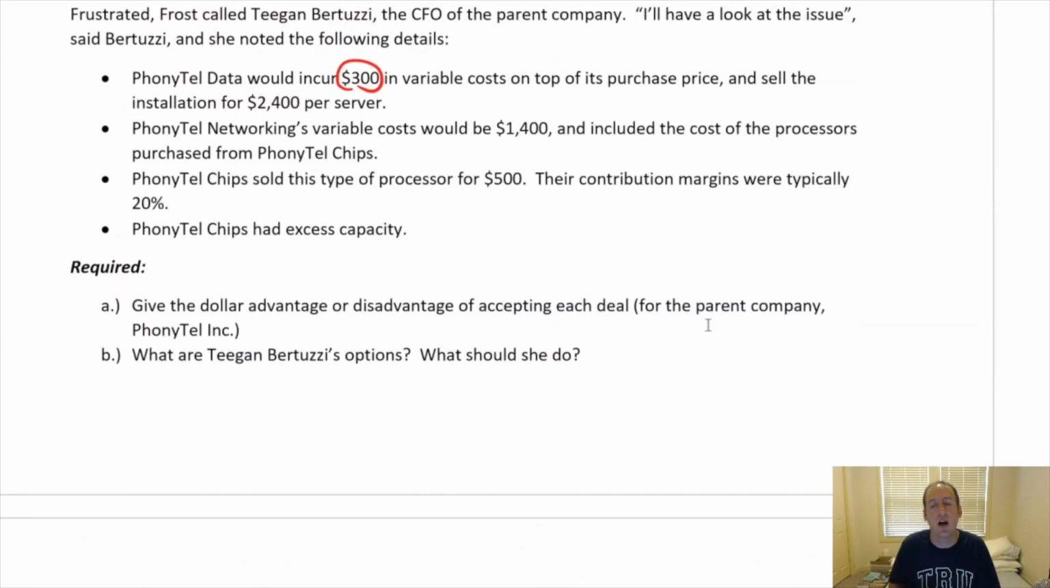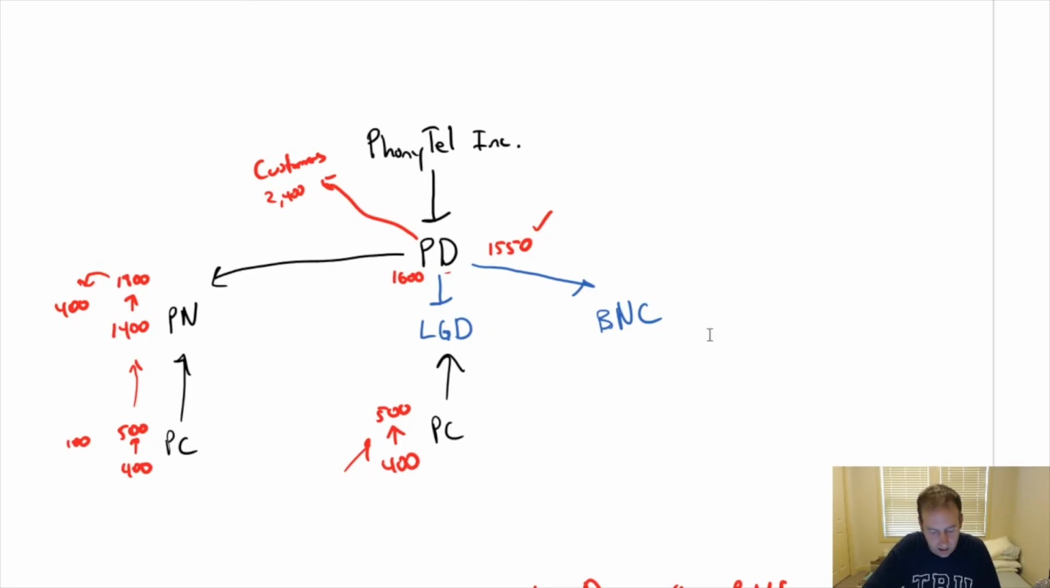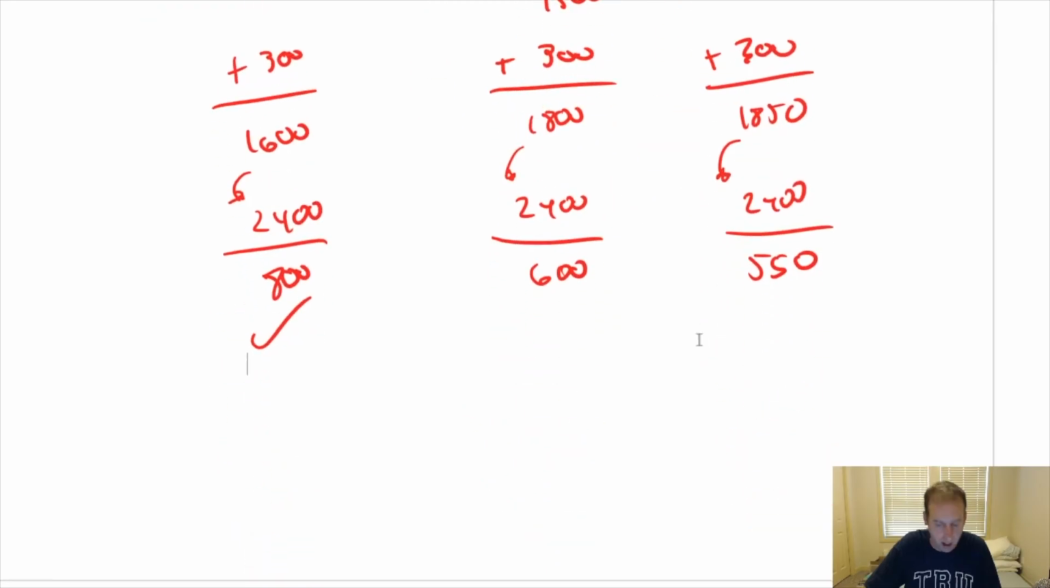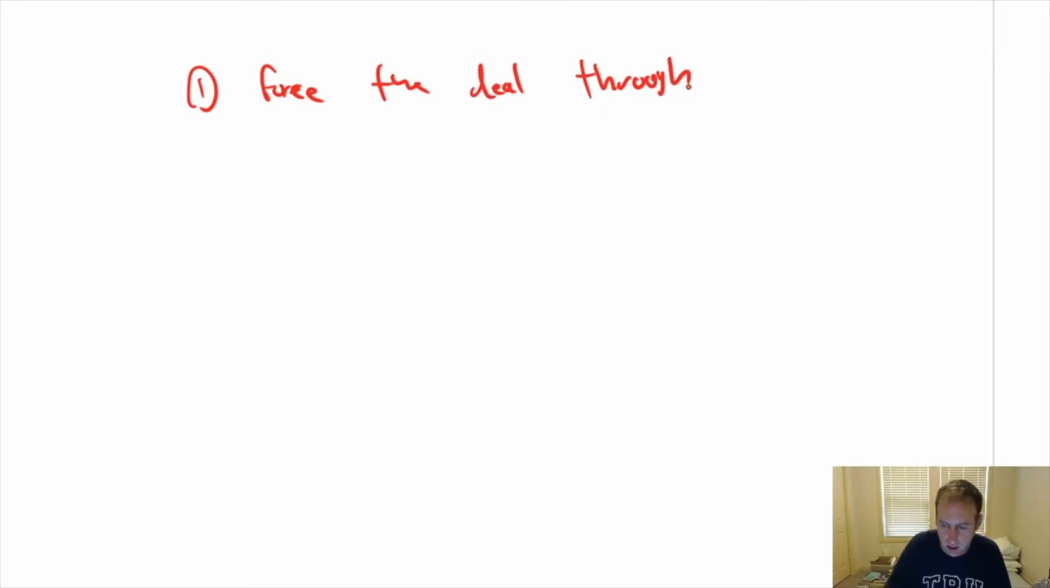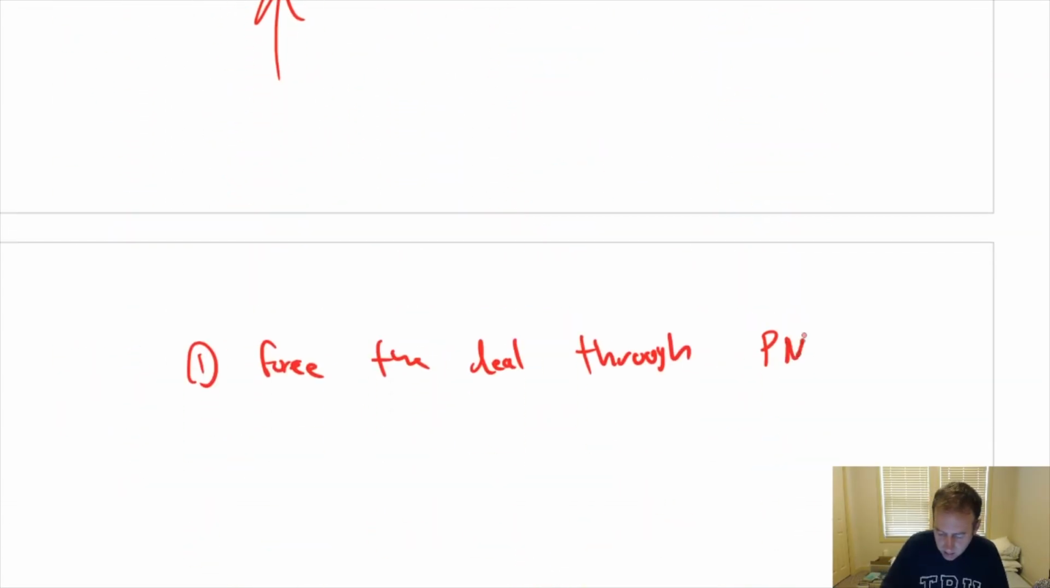What are Tegan Bertuzzi's options here? What should she do? Okay, so having crunched the numbers, obviously if you're Phonytel Inc., you want to make the most money. So intuitively you might say, well, $800, tell them to just do the deal, right? So what are our options? Well, option 1, force the deal through Phonytel Networks. Just force them to accept it.